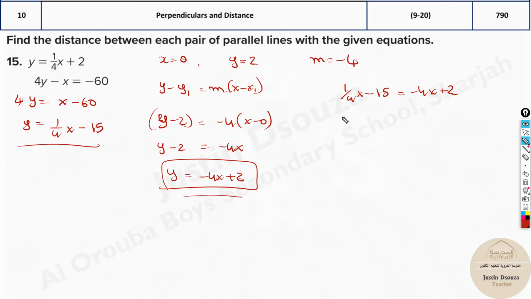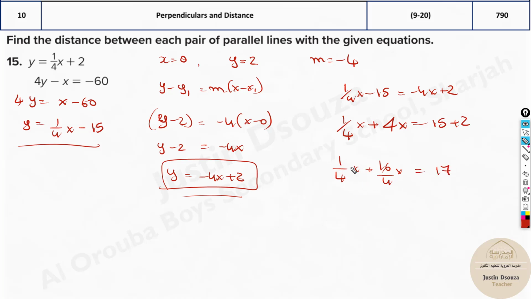Take the x's to the one side. 1/4 x plus 4x. Why? Because this goes to the other side and becomes positive. Here it will be positive 15 plus 2. Now here you can multiply both the sides by 4. It will be 1 by 4x plus 16 by 4, x is equal to 17.